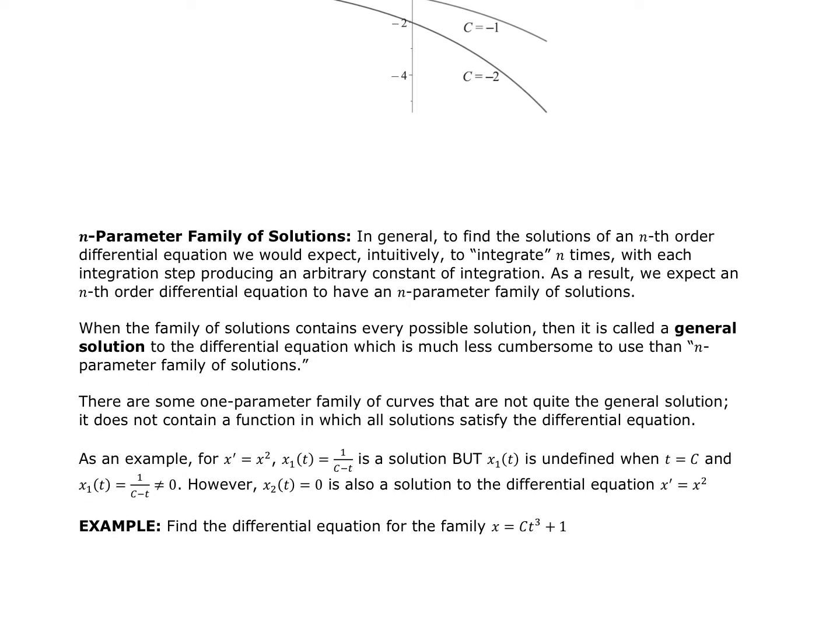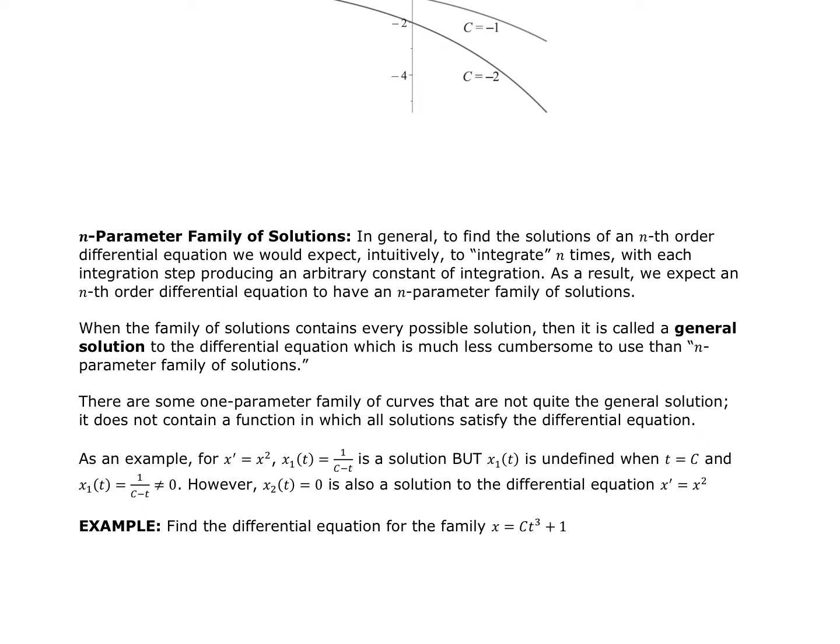When we talk about the n-parameter family of solutions, basically we're just integrating our c e to the t, or e to the t, an n number of times, if you will. Then the only thing that's changing each time I integrate is that I'm going to have some arbitrary constant that keeps adding on. As a result, we expect all of those n-order differential equations to have the same n-parameter family of solutions. When the family of solutions contains every possible solution, then we call it the general solution. So we're going to talk about that more when we ask for the general solution. It's much less cumbersome than saying the n-parameter family of solutions, to just call it the general solution.